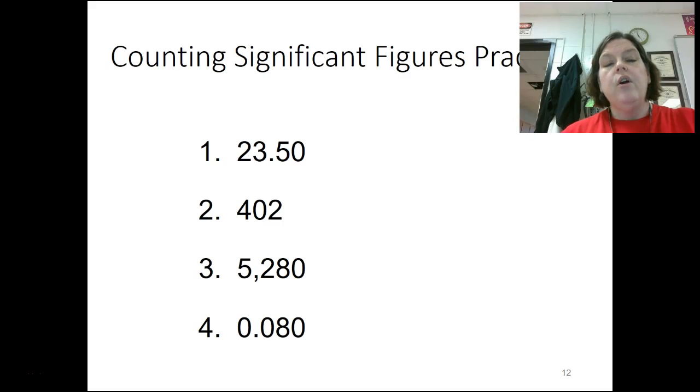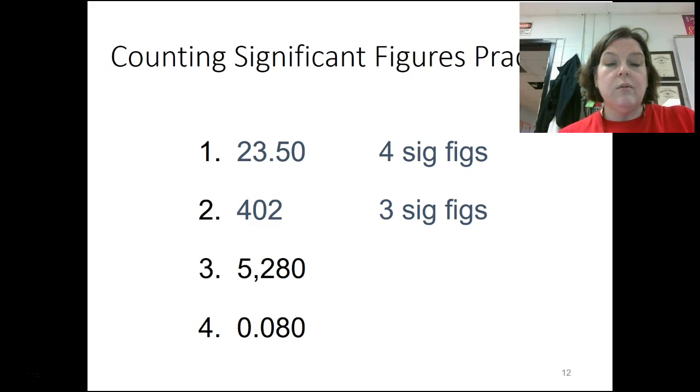So we have 23.5. Let's see. These are the significant digits, right? They're all significant, so we have 4 significant figures. Here we go, 402. Oh, they're all significant too because we have sandwich zeros, so that's 3. How about this one, 5,280? What is it missing? It's missing a decimal point, so this 0 is not significant. So only the 5, the 2, and the 8 are significant, so we have 3 significant figures.